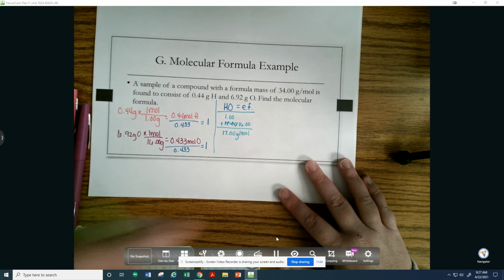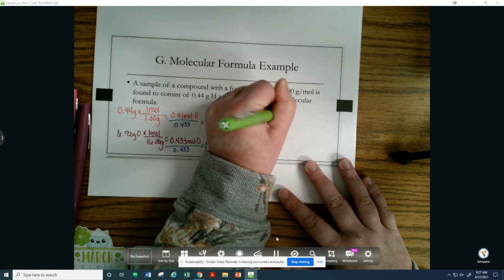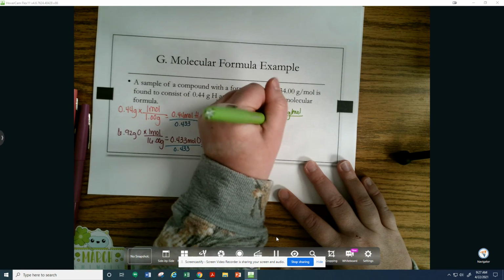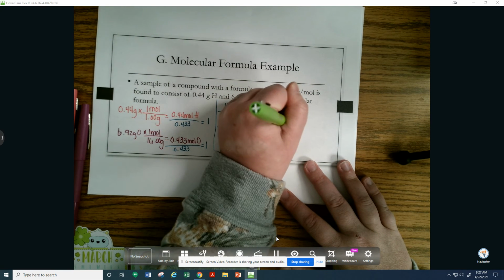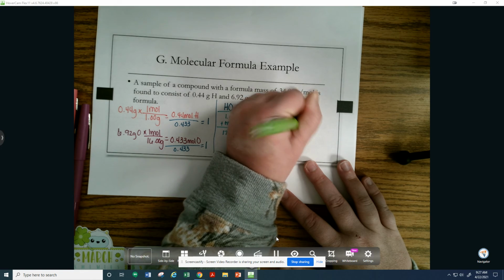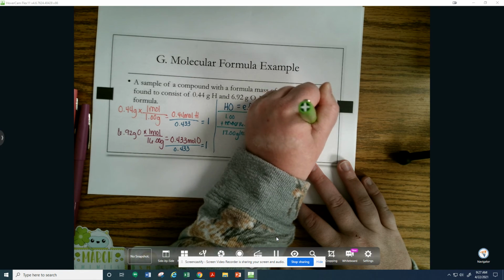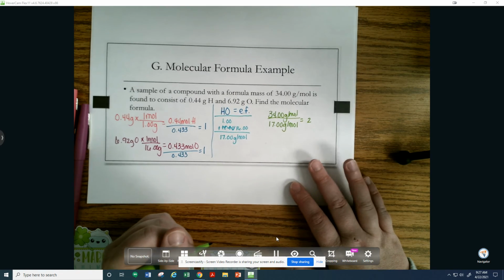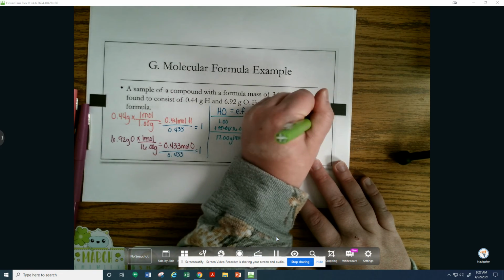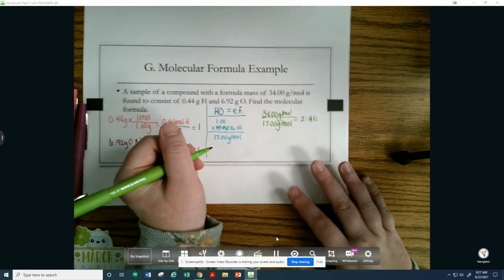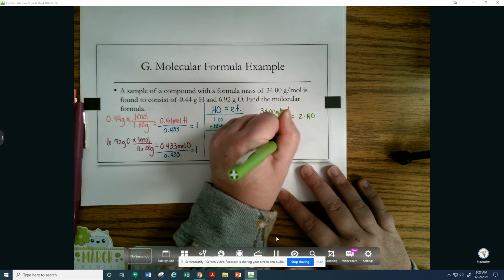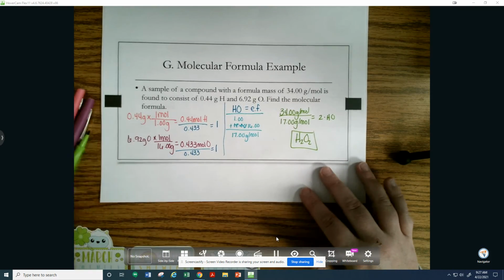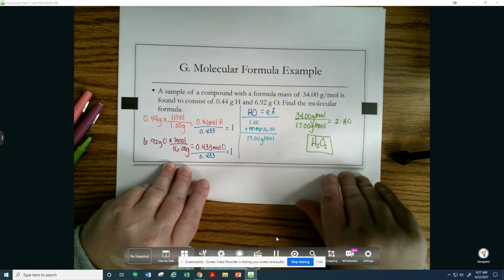So we take the true mass divided by the empirical formula's mass to get the true relationship between these two, which we get approximately 2. So that is our multiplier that we then multiply our empirical formula by to get our true subscripts. And we get H2O2, which is hydrogen peroxide. And that is the molecular formula.